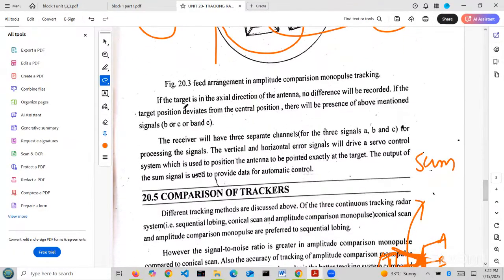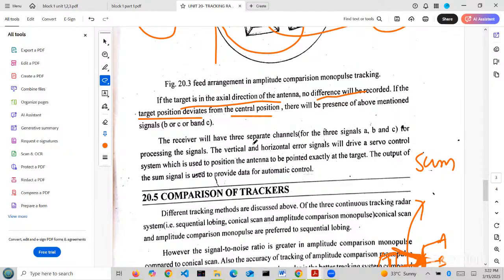If the target is in the coaxial direction of the antenna, no difference will be recorded. At that time, we will get the sum signal. If the target is in the axial direction, meaning matching with the antenna, there is no difference, and we will get the sum signal. Suppose the target position is deviating from the central position. Then we will get the vertical difference signal or horizontal difference signal.